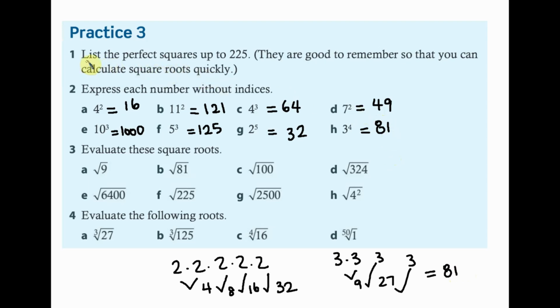They were asking you to list the perfect squares up to 225. I didn't explain this earlier, but what does it mean by perfect square? What kind of squares would be called perfect? You know, squaring means you are multiplying a number two times.